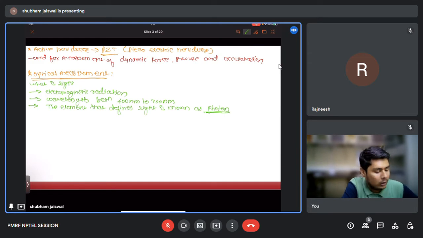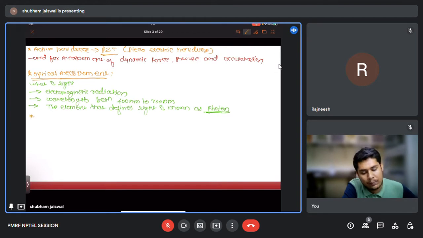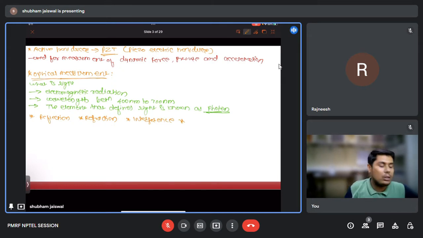Then we have seen some terms related to light, like reflection, refraction, interference, intensity, diffraction, and some more like polarization, etc.